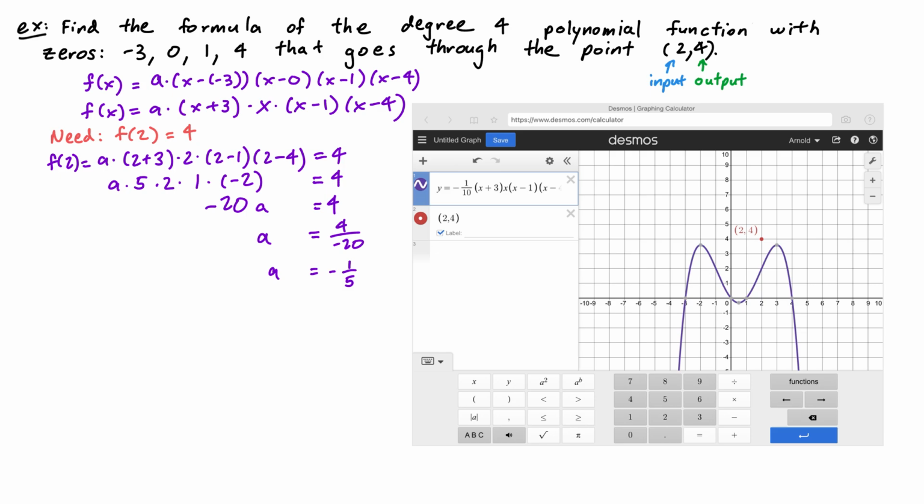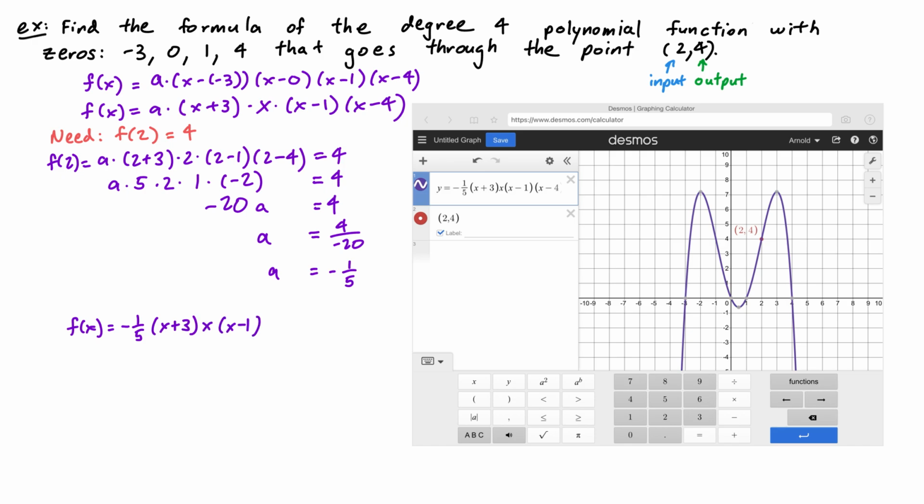Let's go to our graph to confirm this. If we change the vertical scale to -1/5, we see now that our polynomial function does indeed go through the point 2, 4. So a degree 4 polynomial with zeros -3, 0, 1, and 4 that goes through the point 2, 4 has the formula f of x equals -1/5 times x plus 3 times x minus 1 times x minus 4.